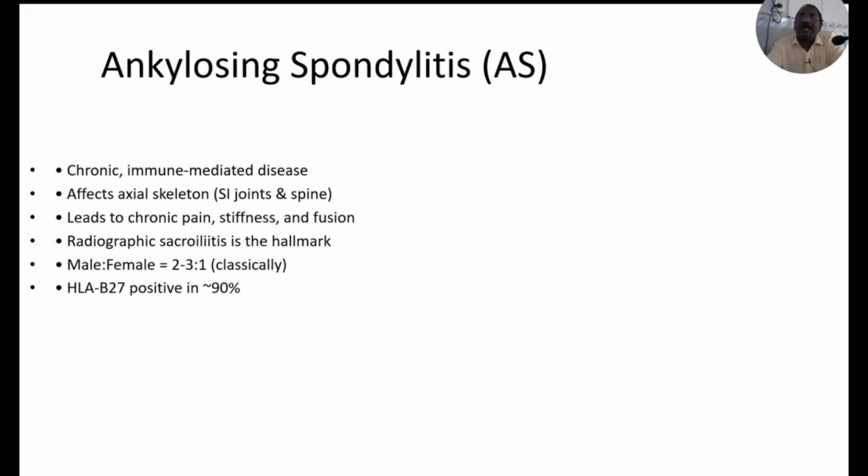HLA-B27 positivity is seen in about 90% of the cases, and at the same time, maybe 8 to 9% of normal individuals may also be positive. So HLA-B27 positivity doesn't mean that this patient is suffering with ankylosing spondylitis. It has a high predictive value: anyone presenting with inflammatory backache with HLA-B27 positivity could be ankylosing spondylitis.